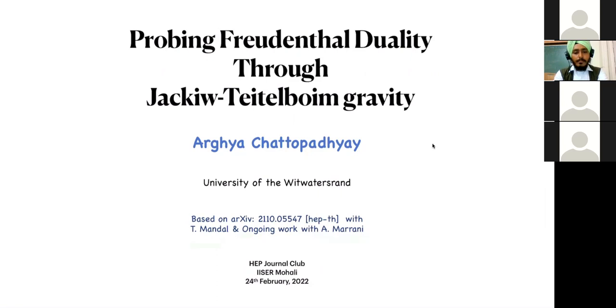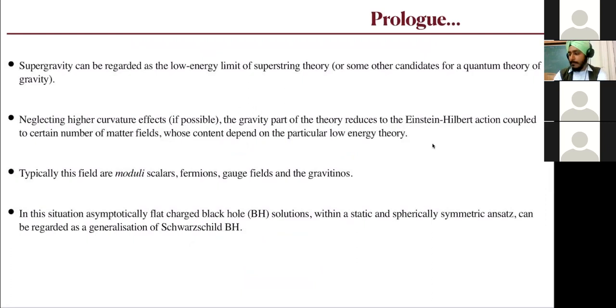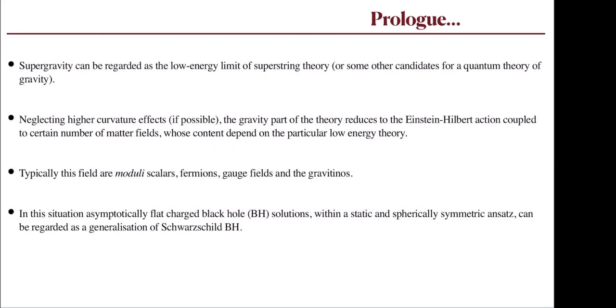So let me start. Before starting, I thought that probably there will be some students and PhDs as well, so just to familiarize everything: one can think of supergravity as some low energy limit of superstring theory, or M theory, or any other candidate of quantum theory of gravity. Now, if one neglects the higher curvature effects, the gravity part of the theory reduces to the Einstein-Hilbert action, coupled with a certain number of matter fields and gauge fields, depending on which theory you are coming from. Typically, these fields are named moduli scalars. They can be fermions, gauge fields, and gravitons. And the thing that I will mainly focus on is basically the Reissner-Nordström black hole that probably all of you know, so I'll not go into the details of that.